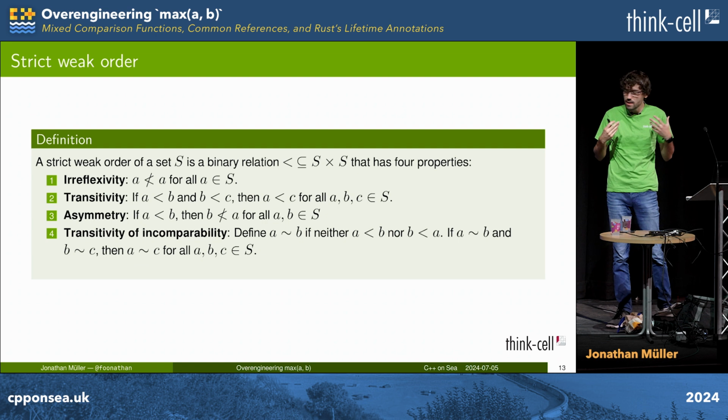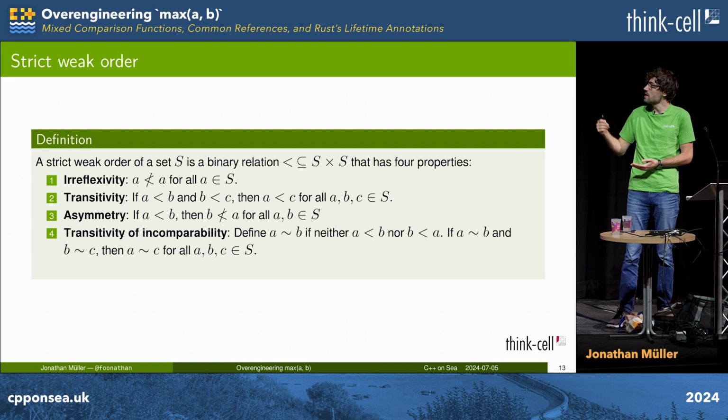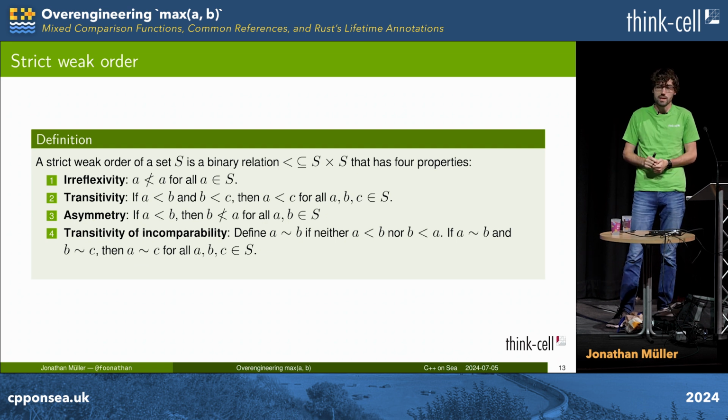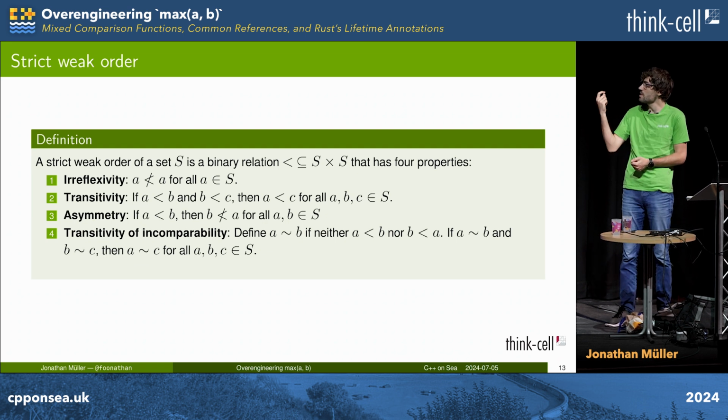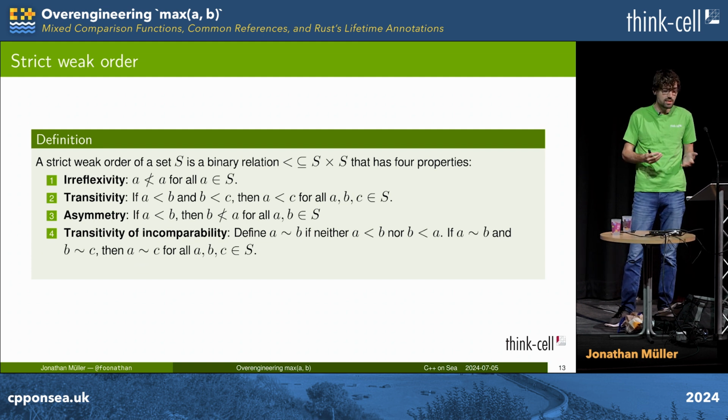every less than also defines an equivalence. So let's say A and B are equivalent if neither A is less than B nor B is less than A. And we want this equivalence, which is like a weaker form of equal, they are equal according to this less than relation, to be transitive. So if A is equivalent to B, which means neither A is less than B nor B is less than A, and B is equivalent to C, then A must also be equivalent to C.